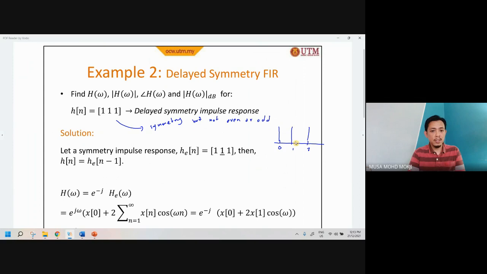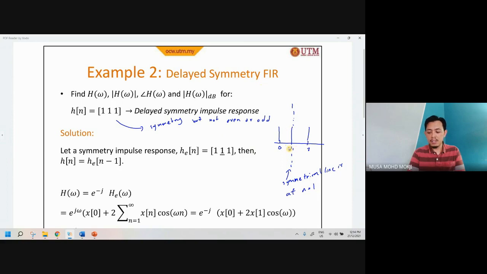So is this a symmetry? Yes, it is a symmetry. But this is not evenly symmetry, and of course this is not oddly symmetry also, because the symmetrical line is actually here, at n equals to 1. If you want it to be even or odd, the symmetrical line is supposed to be at 0. But it is still symmetry. So this is what we call a delayed symmetry.